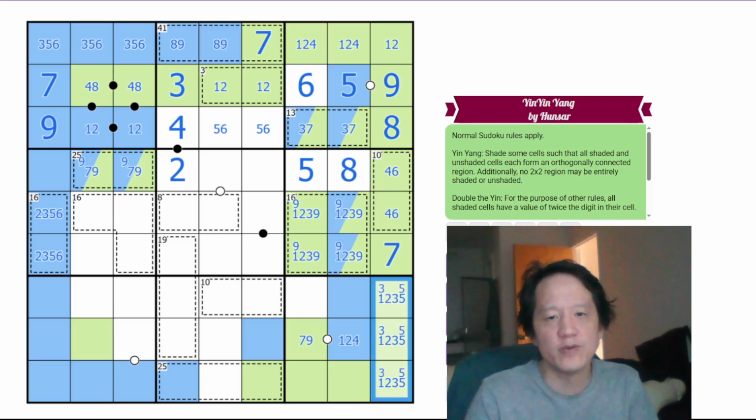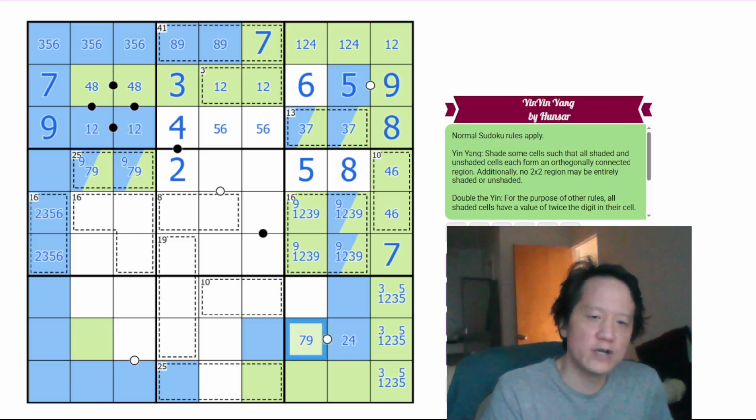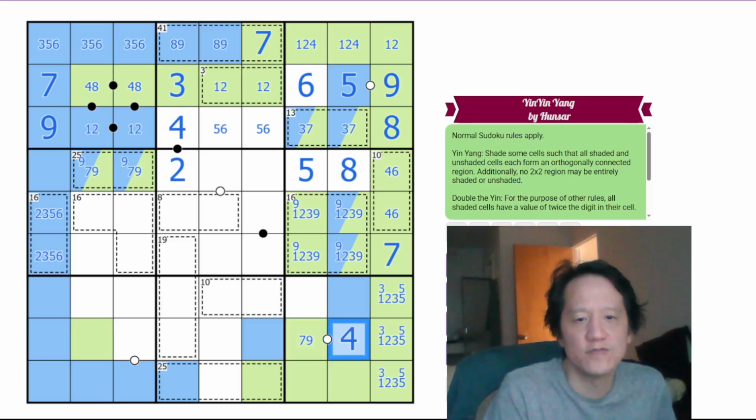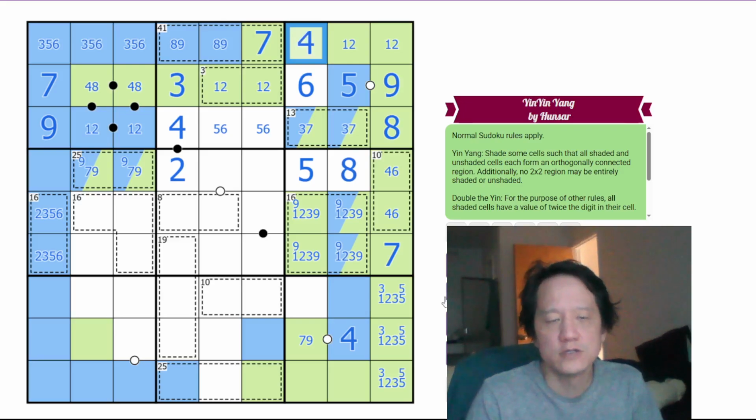And 3 and 5 both have to be here. This cannot be 1 doubled because that's 2 in value. This cannot be 2 doubled because that would be 4 in value. It's not consecutive with 7 or 9. So this has to be 4. Which means this cannot be 4. Where's the 4 in row 1? It has to be here. So this is 4.